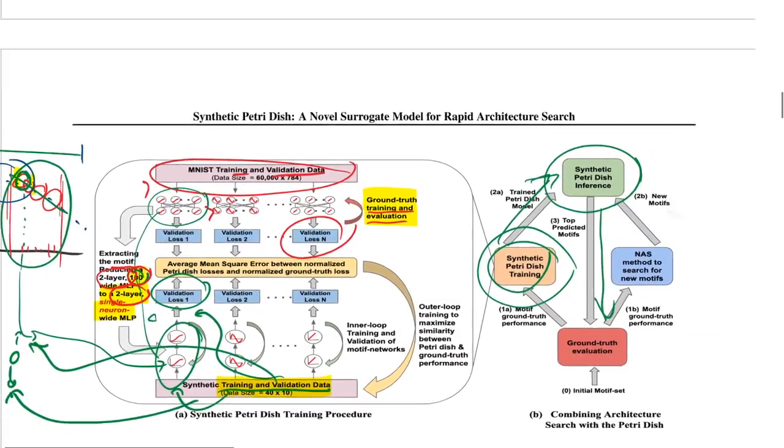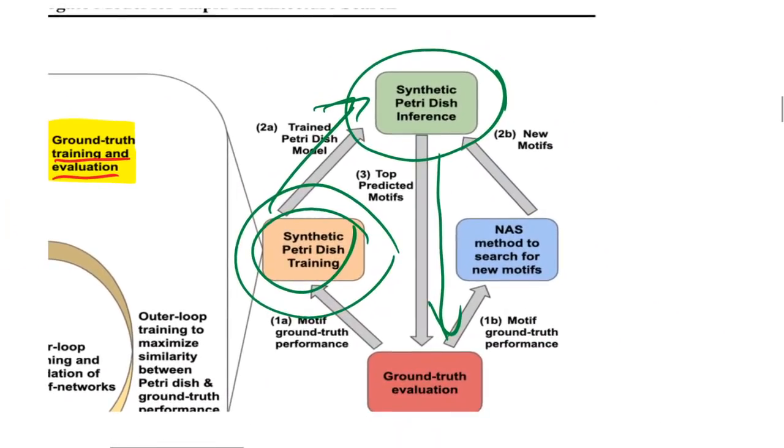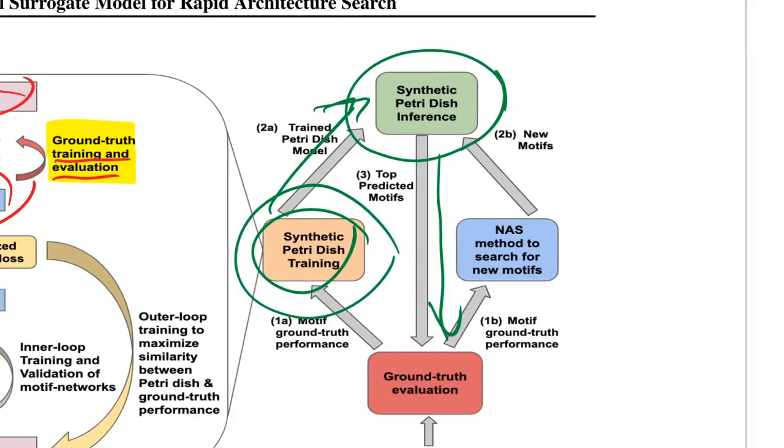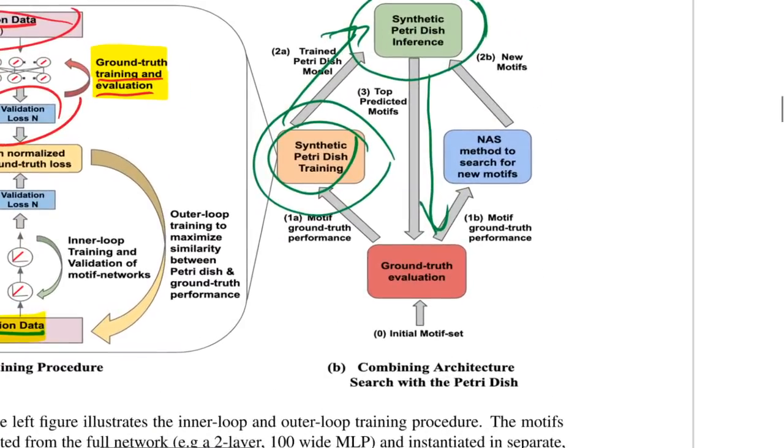And then that can go in multiple rounds. So the architecture search can come up with new things that it thinks are better through an evolutionary mutation algorithm. The Petri dish can evaluate them in the synthetic way and then suggest the 10 candidates to evaluate on the full test set. And so that way you don't have to evaluate all the 1,000 candidates.